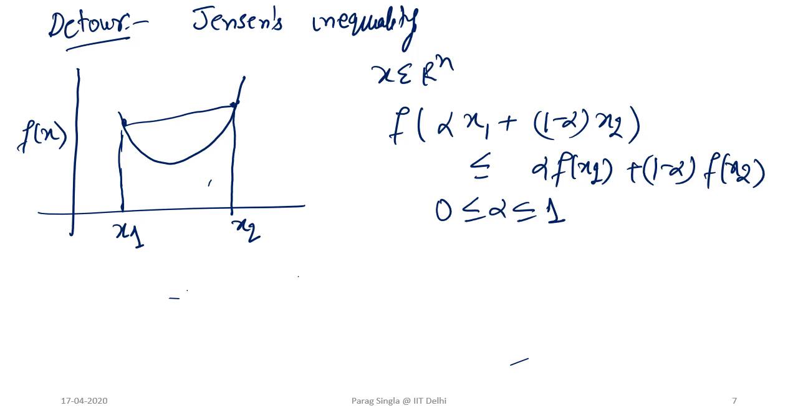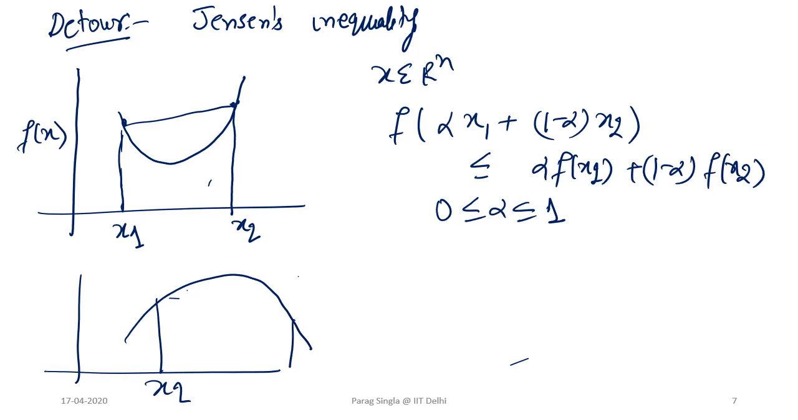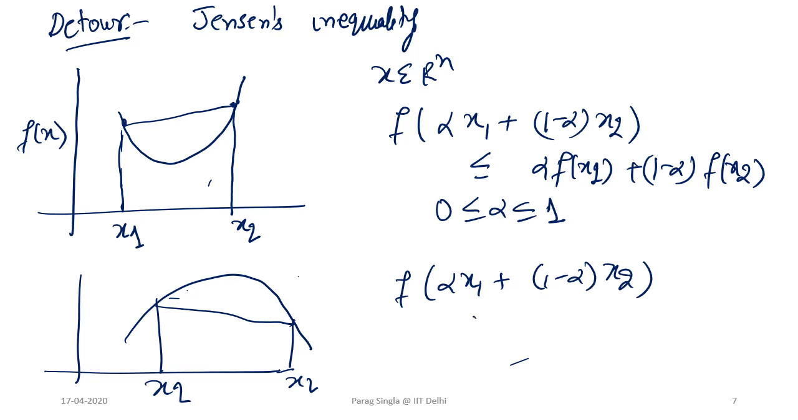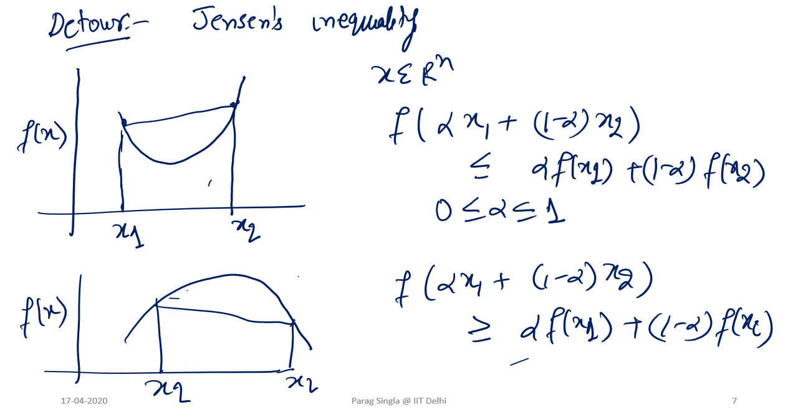Similarly, we defined the concave function, where this is x1, this is x2, and here the function lies above the line joining any two points, and we had f of alpha x1 plus 1 minus alpha x2 is greater than or equal to alpha f(x1) plus 1 minus alpha f(x2). And this is essentially f(x).